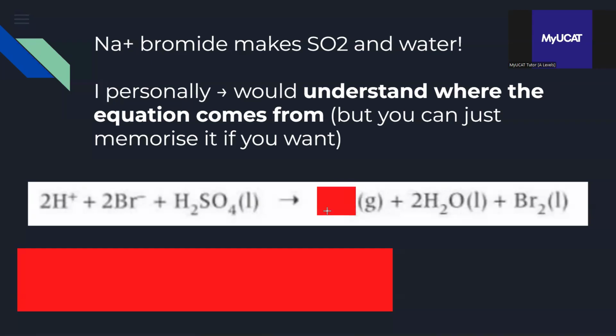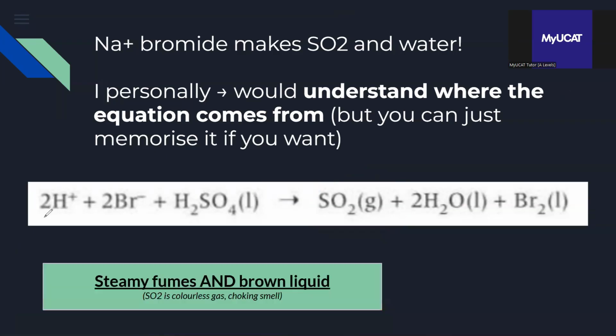And what about the gas? What are the features of SO2? Does it have a color? No. What are the characteristics of SO2? Yes, it's sometimes described as having a choking smell. So we're going to see a colorless gas with a choking smell. We're going to see steamy fumes. And remember, that was from when we talked about HBr. And we're also going to see this brown liquid, red-brown liquid, bromine.